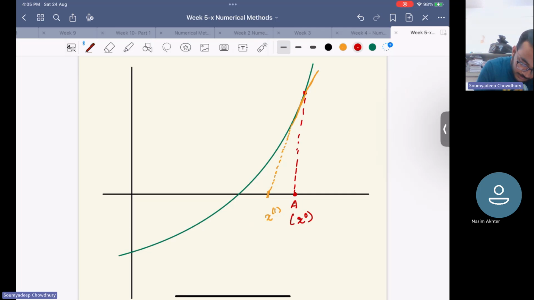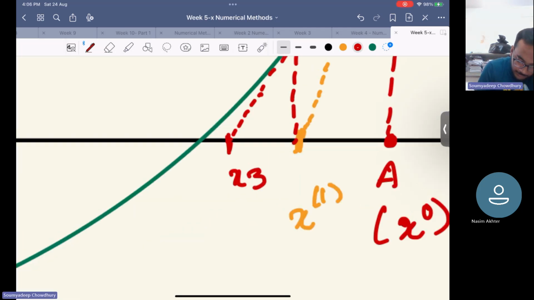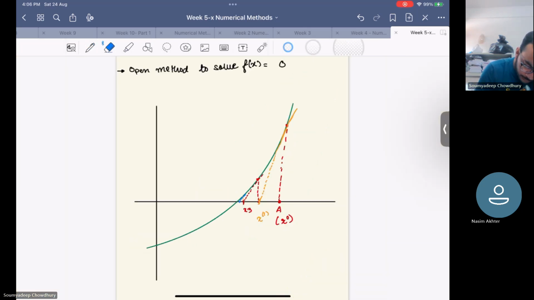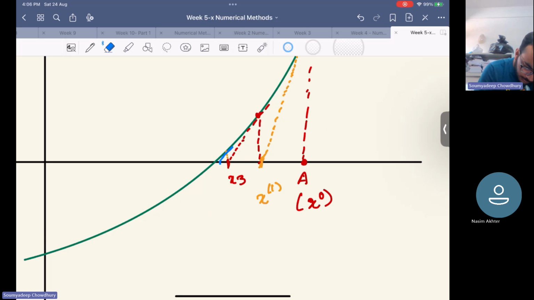Again, we repeat the same process. We try to find a tangent here. We extend this tangent. This is x2. Now if I zoom, you can see again the same thing we will try to do here. So this is the point. Here again we will draw a tangent. This is a tangent, right? Here we will try to extend. This will be my x3. So this is x4.